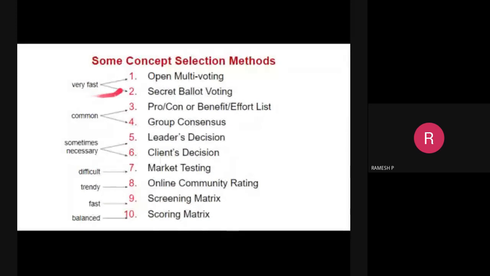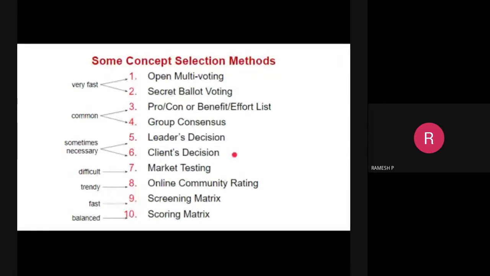Here it has been mentioned how to emphasize the outcome of this kind of activity. Either it is very fast, it can be a common thing. Sometimes it may be necessary to look for the team leader's decision. He may have potential experience in selecting the specific concept. Most of the time, the final influencing member will be the team leader in order to select the potential concept. Okay, what will be our client's decision? We may go for the client's decision.